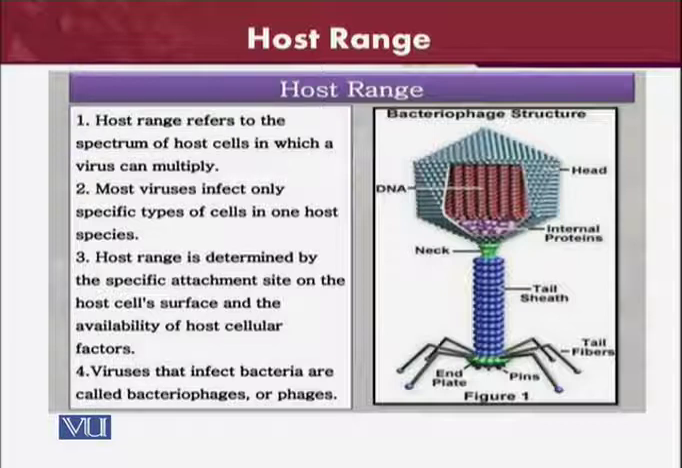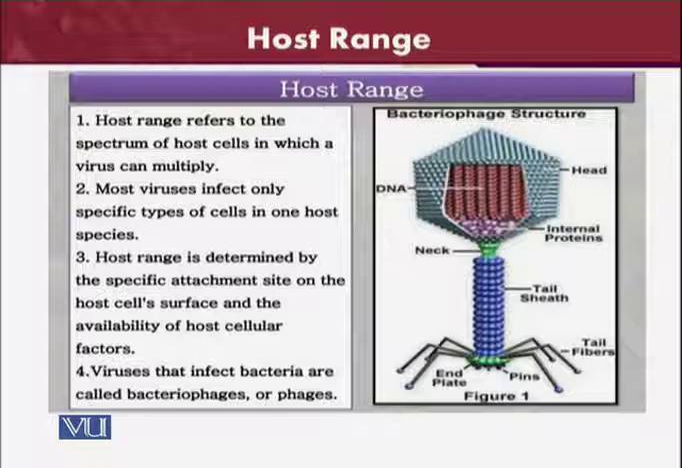The viruses which infect one kingdom will not infect another kingdom. Similarly, if the viruses are causing disease in one tissue or one cell, they will not cause the disease in other tissues. Host range is determined by the specific attachment site on the host cell's surface and the availability of host cellular factors. Viruses that infect bacteria are called bacteriophages or only phages.